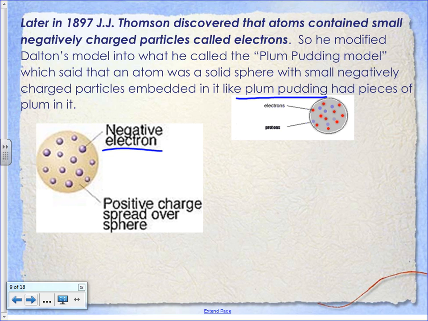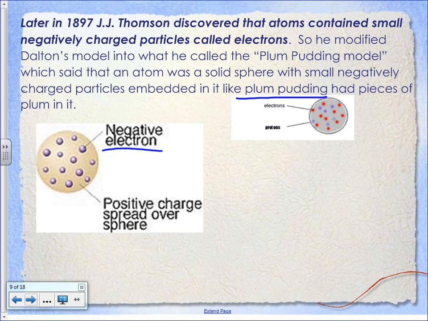I don't know why. I don't know what plum pudding looks like. I assume it looks something like that. Pudding with plums in it. Maybe it's like tapioca or something. I don't know. But that's what he figured the atom must have looked like. And again, these were models that helped to explain or fit with the experimental results that people were getting.